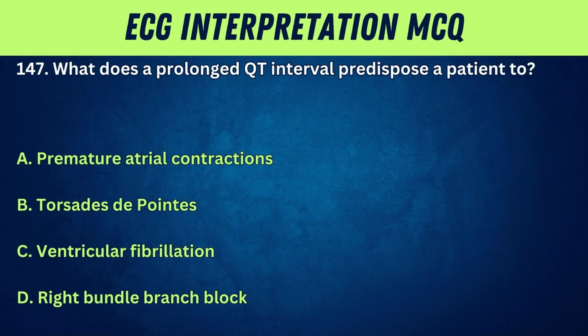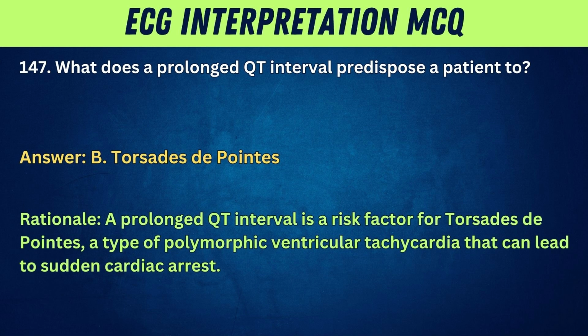147. What does a prolonged QT interval predispose a patient to? A. Premature atrial contractions. B. Torsades de pointes. C. Ventricular fibrillation. D. Right bundle branch block. Answer: B. Torsades de pointes. Rationale: A prolonged QT interval is a risk factor for torsades de pointes, a type of polymorphic ventricular tachycardia that can lead to sudden cardiac arrest.